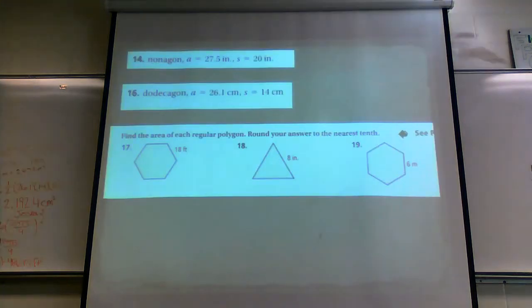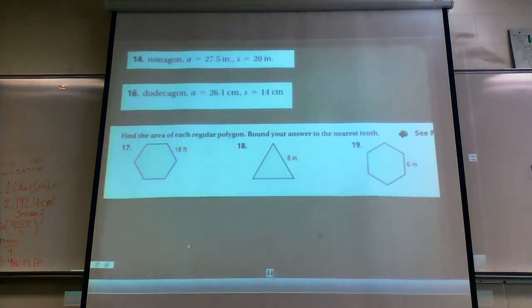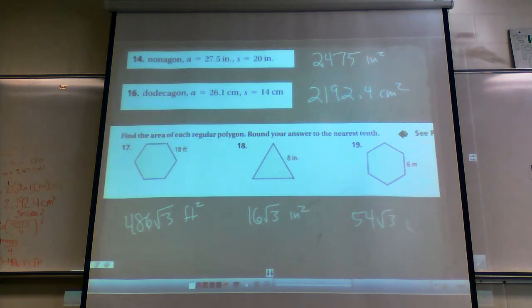Alright? Yeah, if you don't see them, guys, all the answers up there are correct. This one should have been 2475. This one was 292.4 square centimeters. 17 right there is 486 square root of 3 square feet. This one was 16 square root of 3 squared, and this one was 54 square root of 3. Just that one.